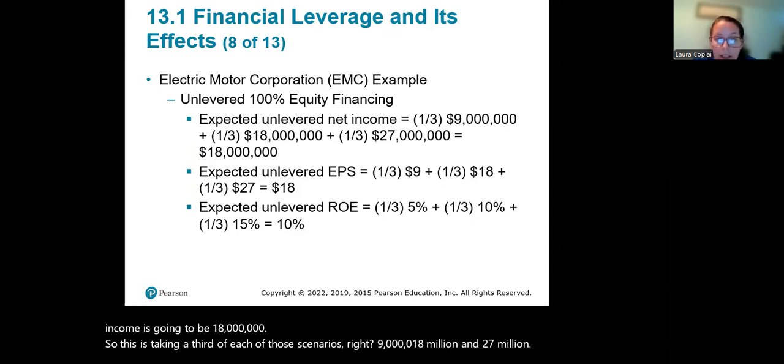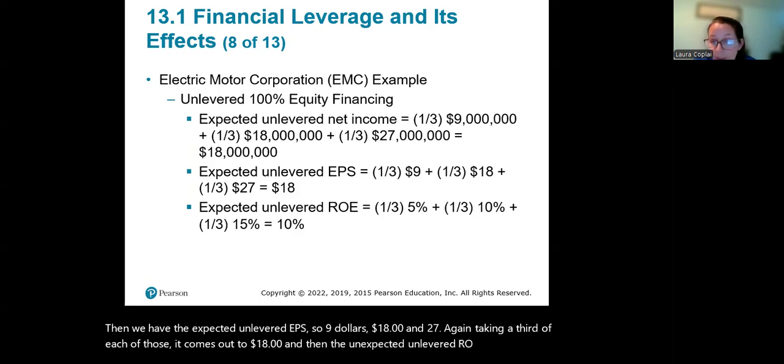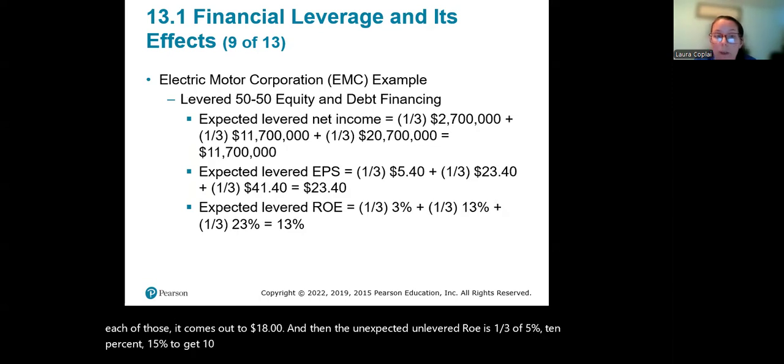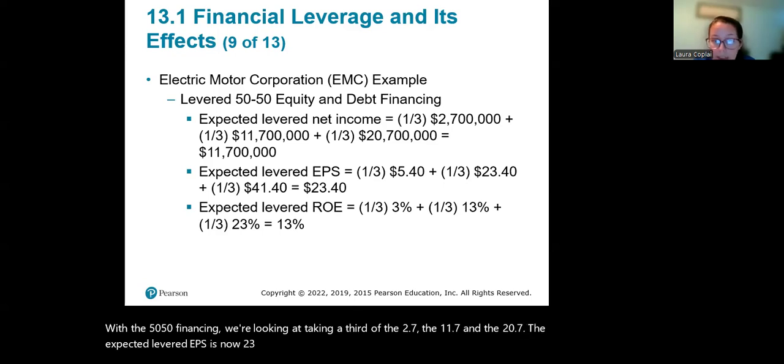Then we have the expected unlevered EPS. So $9, $18, and $27. Again, taking a third of each of those, it comes out to $18. And then the expected unlevered ROE is a third of 5%, 10%, 15% to get 10%. With the 50/50 financing, we're looking at taking a third of the 2.7, the 11.7, and the 20.7. The expected levered EPS is now 23.40, and the expected levered ROE is 13%.